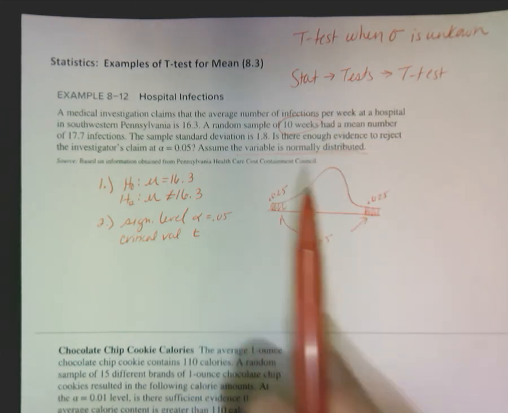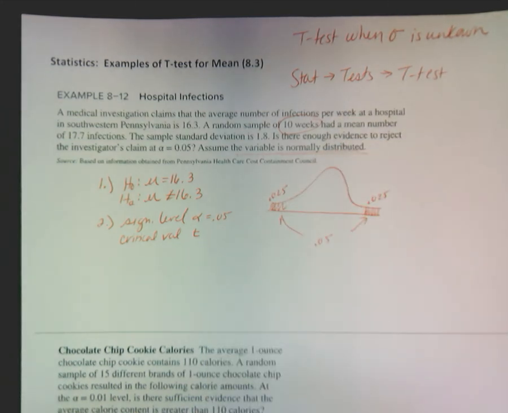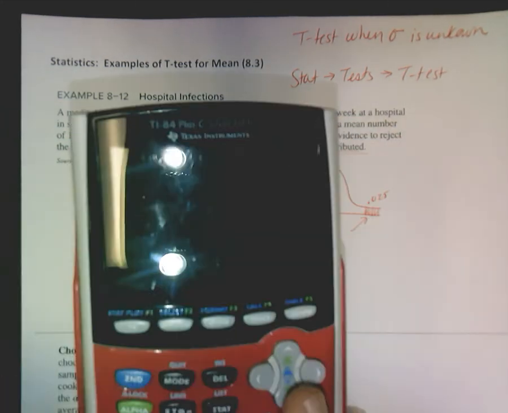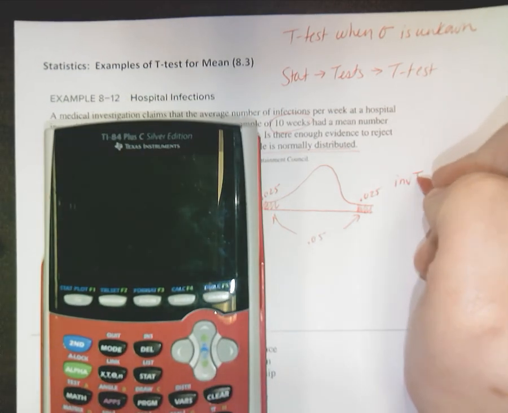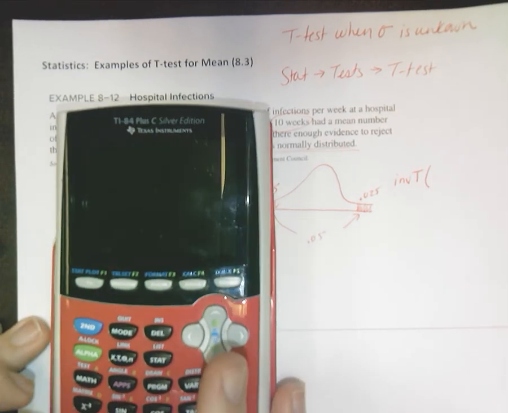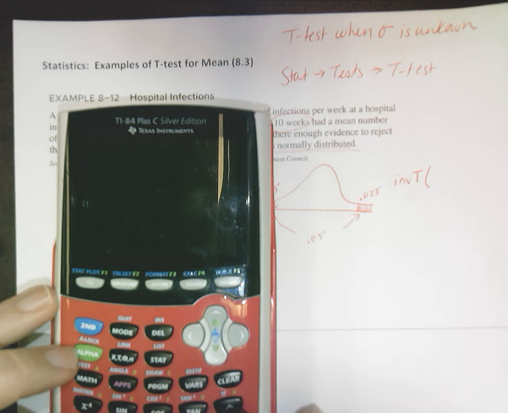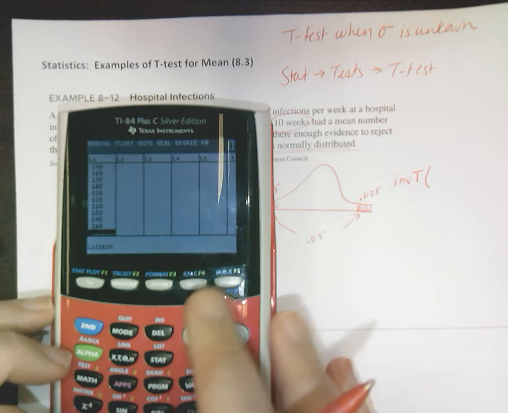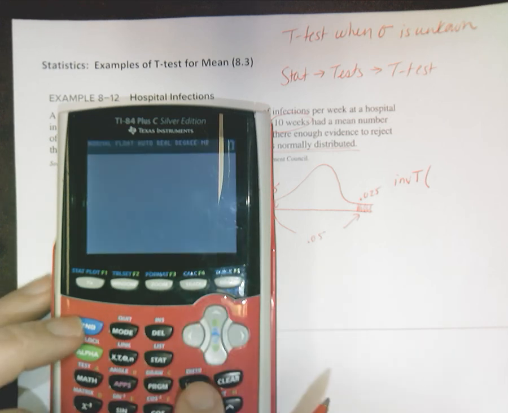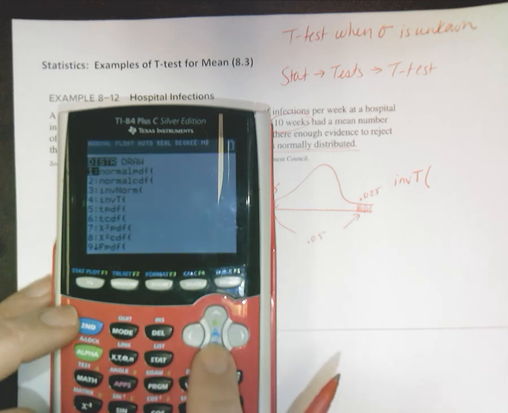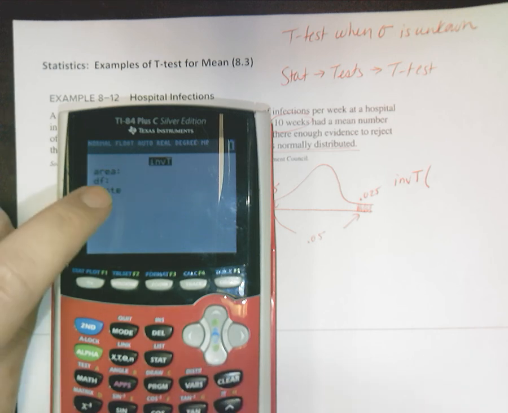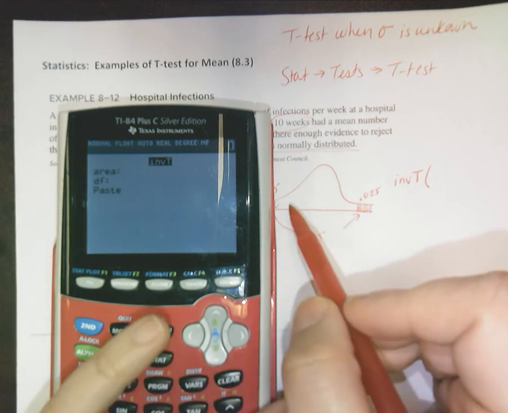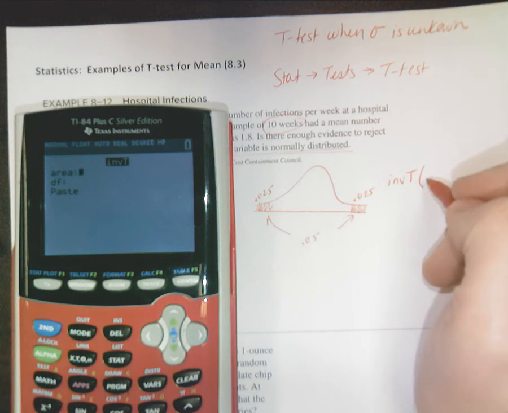So how do we find that number? You don't go to inverse norm. Listen, if you have to write this down, write this down. You go to inverse T. So go to second VARS, inverse T. The area is, again, from left to right, we're going to do the 0.025.